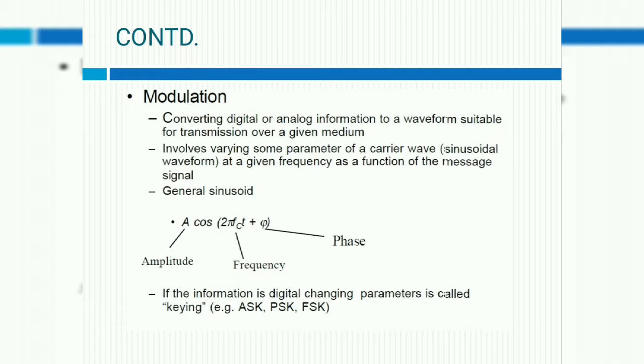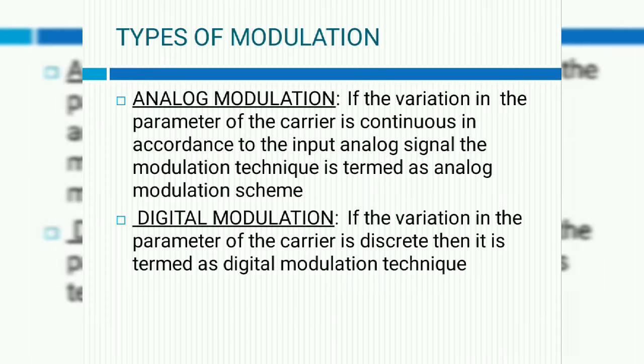If the information is digital, in digital modulation the information should be digital only, and changing the parameter according to that digital information is known as keying. Keying means the modulation. The keying techniques are ASK, FSK, and PSK. ASK means amplitude shift keying, PSK means phase shift keying, and FSK means frequency shift keying.